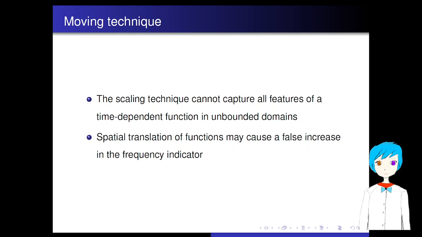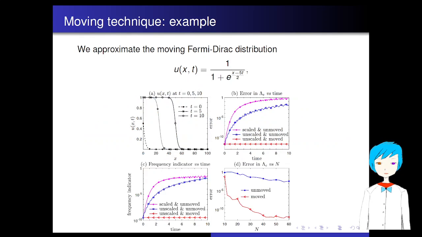However, the scaling technique alone cannot capture all features of a time-dependent function in unbounded domains. And in practice, we notice that the spatial translation of the basis functions may cause a false increase in the frequency indicator, which cannot be compensated by just decreasing the scaling factor. So let's look at this example. As time evolves, the function is translating rightward to infinity.